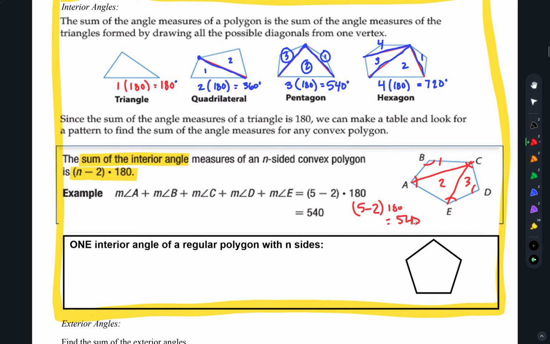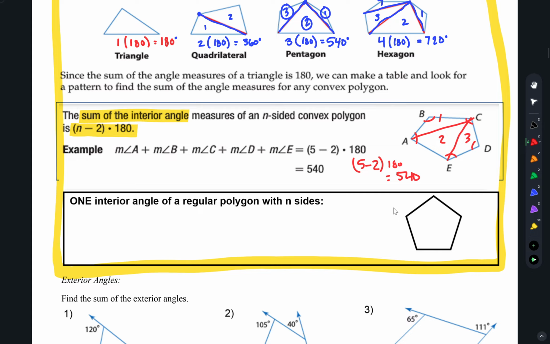Now, I want to take that formula and rework it, because that is the sum of all of the angles on the inside. But if I just want to figure out one interior angle of a regular polygon, I need a different kind of formula. Do we remember what the word regular means? I'm talking about shapes. We talked about it with triangles a little bit. Anybody remember?